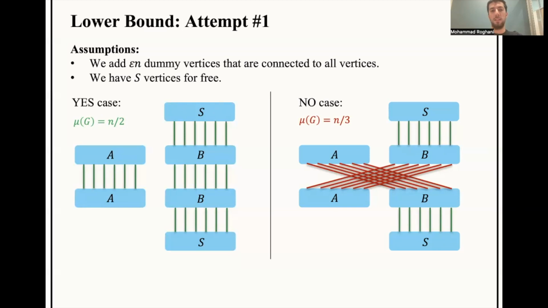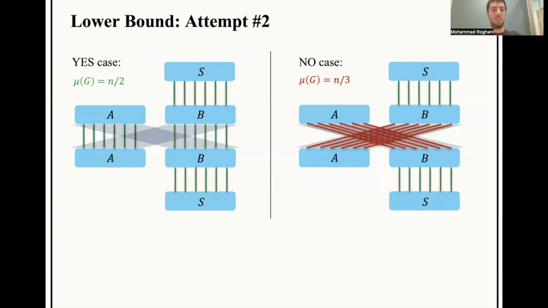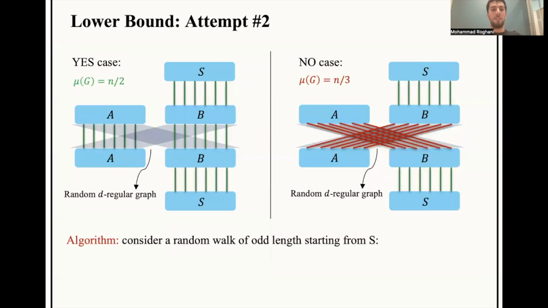Now consider these two yes and no cases. There exists an algorithm that easily distinguishes between those two cases. The algorithm will check if the graph has a path of length 3, and this task can be done easily in sublinear time. So this is not the construction that we want. We made a little change to this construction by adding a d-regular graph between the AB gadgets. When we add this d-regular graph, the length 3 test is not working anymore because both cases have the length 3 paths. Now consider this algorithm that starts a random walk of odd length from a vertex.